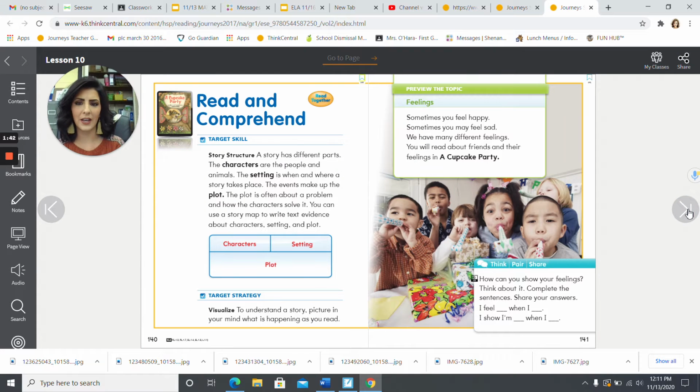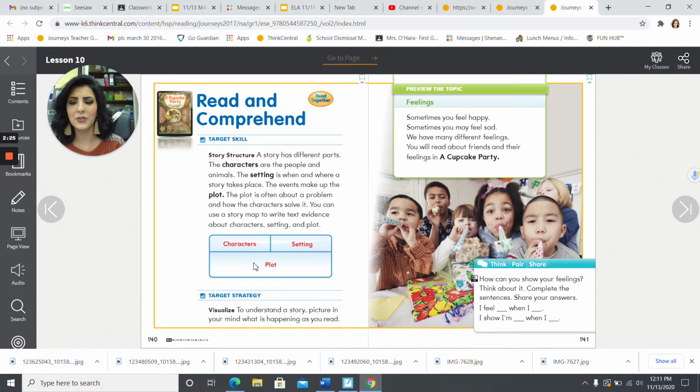Good job. Okay. So this week, our target skill that we're going to be talking about is story structure. It says a story has different parts. The characters are the people and the animals. The setting is when and where a story takes place. The events make up the plot. So we're going to be talking about the characters, who is in our story, the setting, where it takes place, and the plot. The plot is often about a problem and how the characters solve it. You can use a story map to write text evidence about characters, setting, and plot. And we'll be practicing that this week.